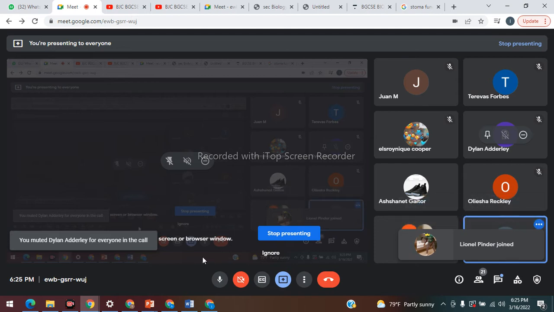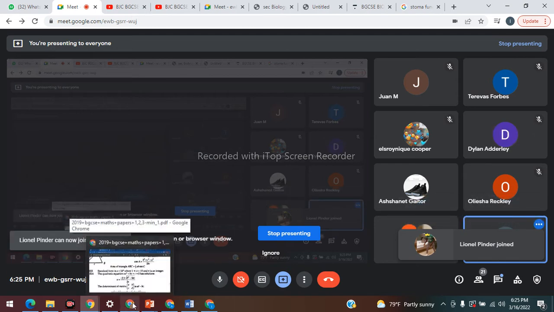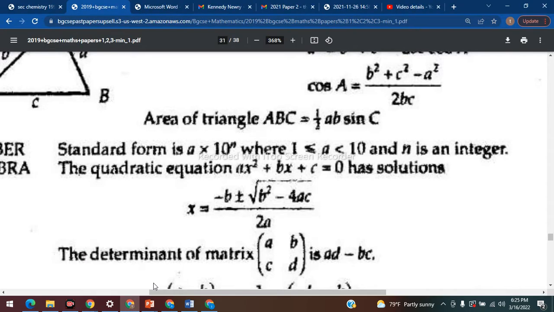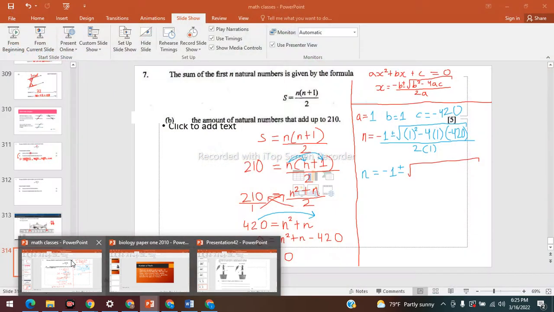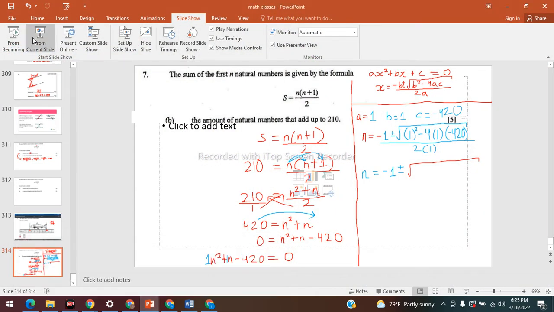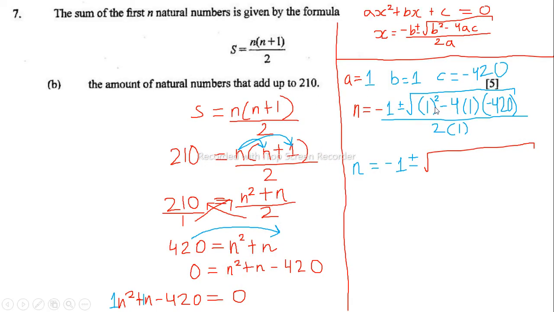Okay, good. Okay, all over 2a, good. So it's going to be 1 squared. So it's 1 squared minus 4 times 1 times negative 420.